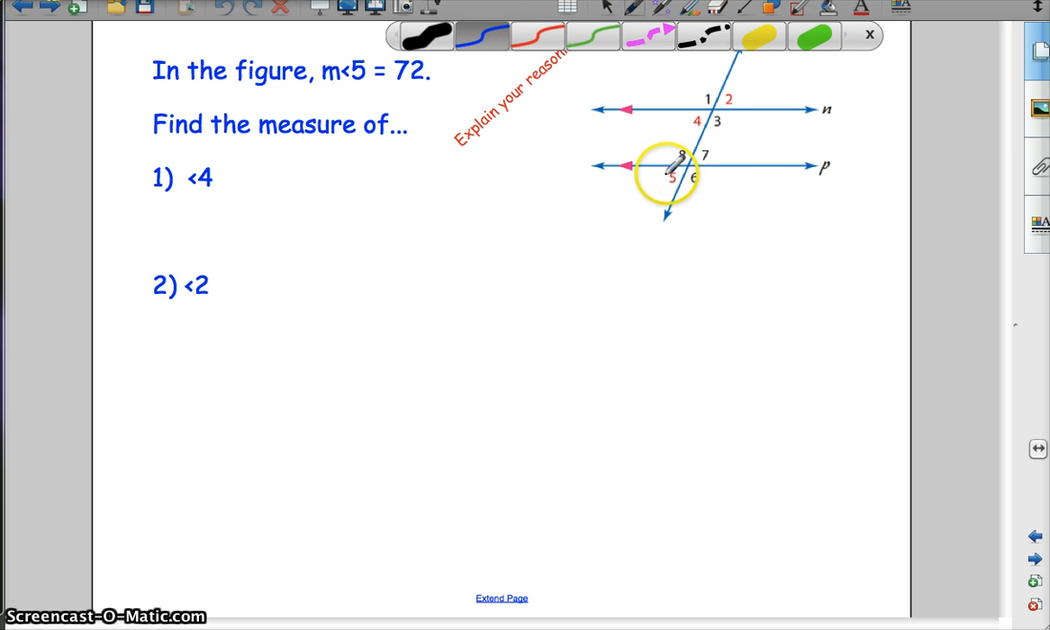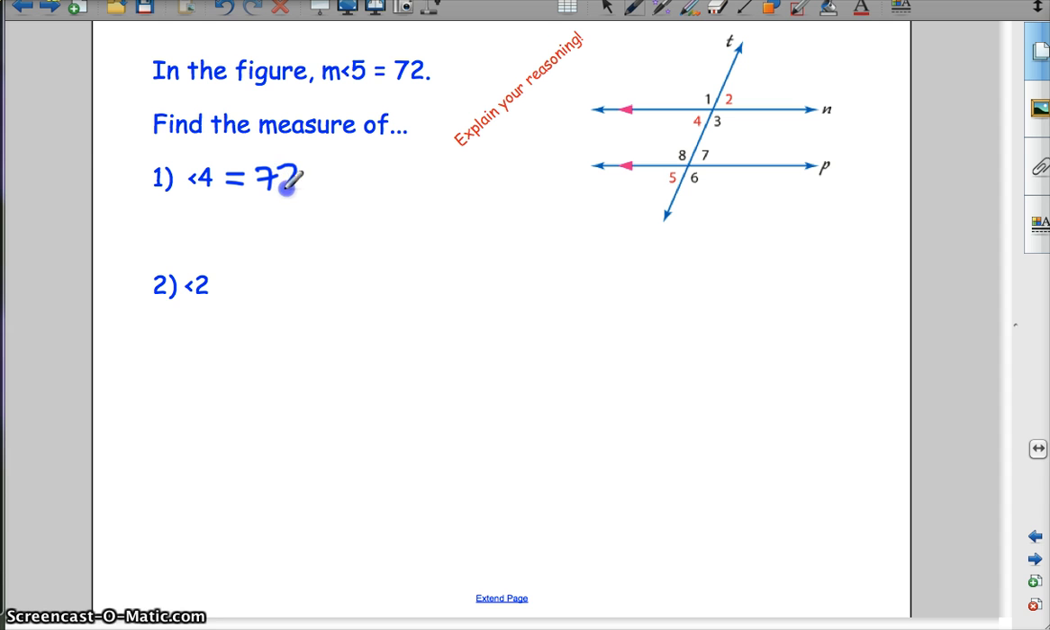Okay, so if this right here is 72, if you notice, angle 4 is a corresponding angle, so the measure of angle 4 is going to also be 72. And we can explain our reasoning because it is a corresponding angle, the corresponding angle postulate. And you can abbreviate if you would like.